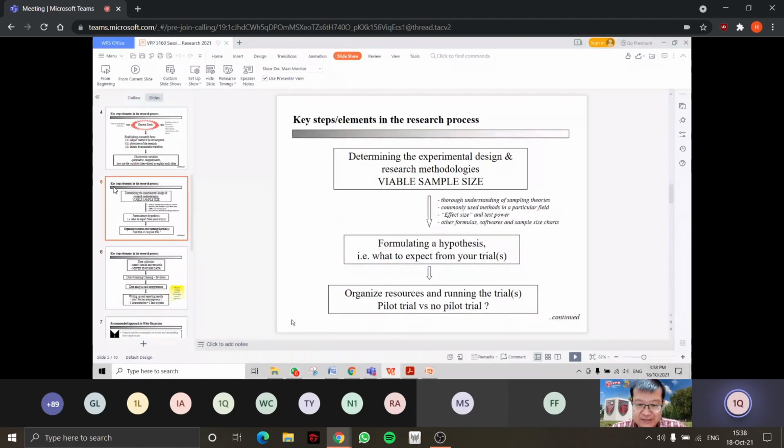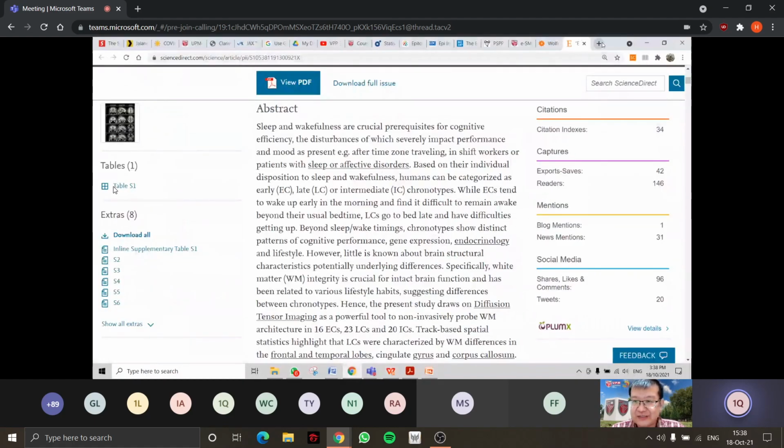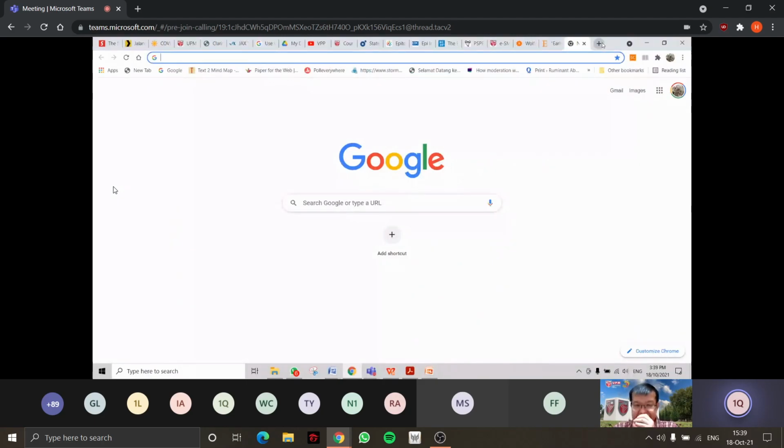Now, let's look at resources that UPM is offering. Number one, in order to look for a topic, you can refer to a senior. Number two, you can refer to the thesis available in the faculty's library. Number three, you may want to do a little bit of search on your supervisor.